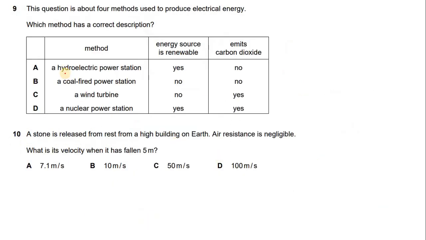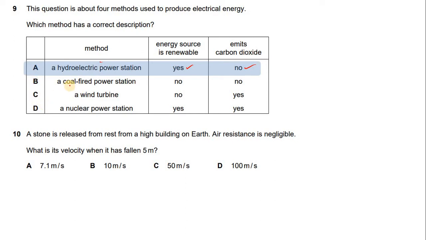Question number 9. This question is about 4 methods used to produce electrical energy. Which method has a correct description? A hydroelectric power station. Is this renewable? Yes, this is correct. Does it emit carbon dioxide? No, this is also correct. So option is A.